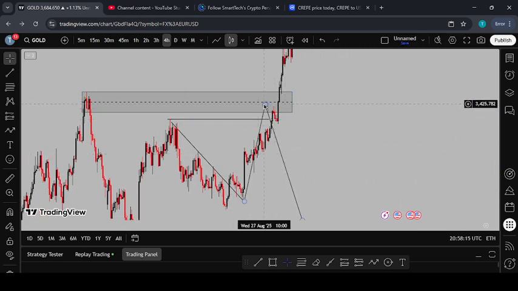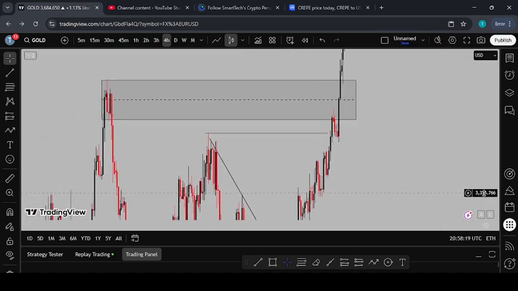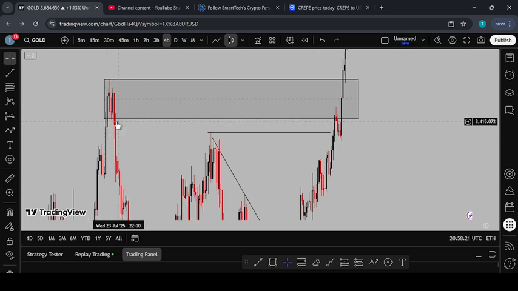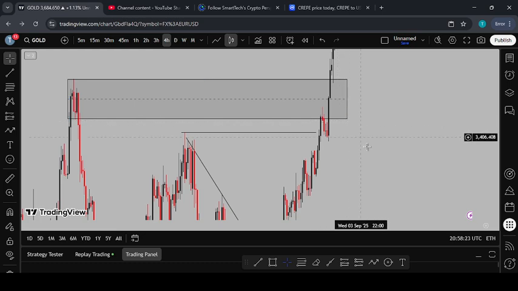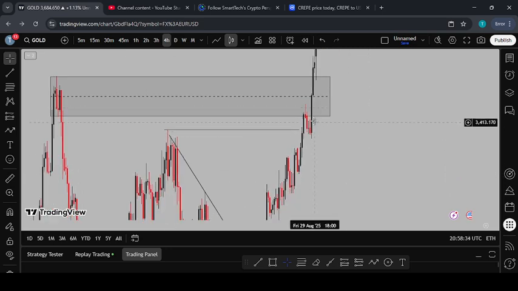But in this scenario, even when price came and tapped into the sell POI, this sell order block right here, you can see what happened. There was a form of rejection, but price continued moving. Even after taking all the trendline liquidity, there was no reversal.